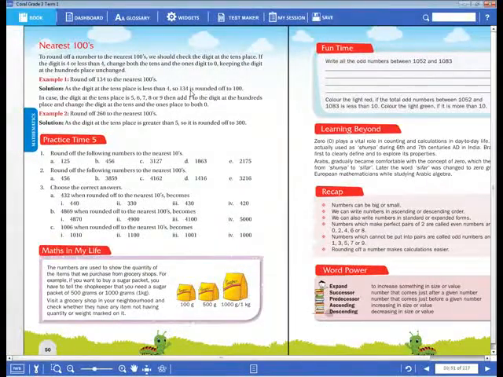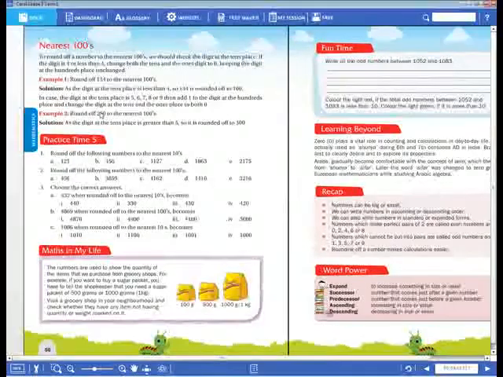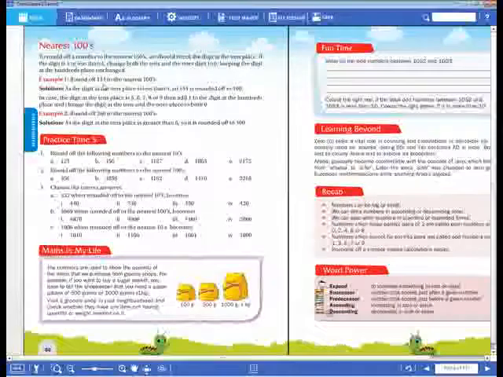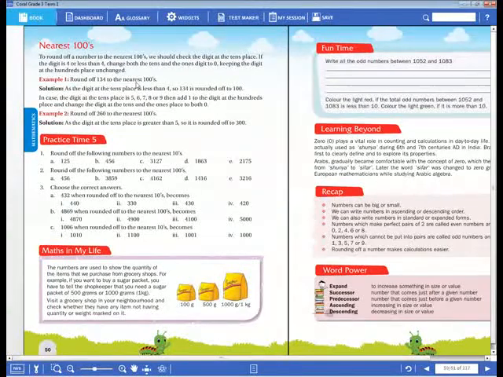Are you understanding what I am saying to you? Now, one more example. See, look at the board, dear children. Here 134. In this number, 34 is less than 50. So the nearest hundreds will be 100 only.